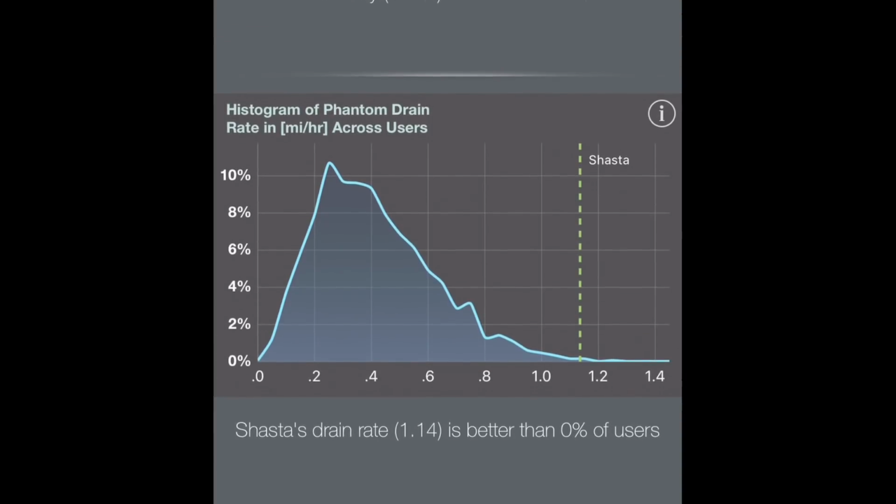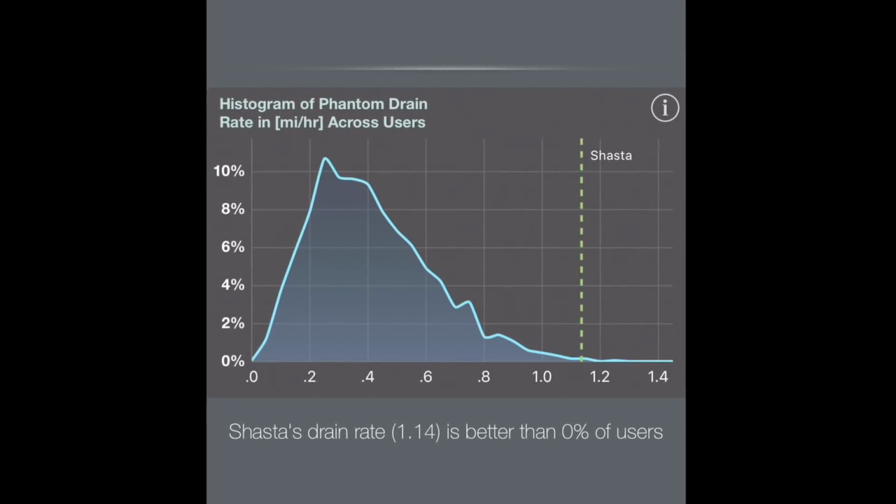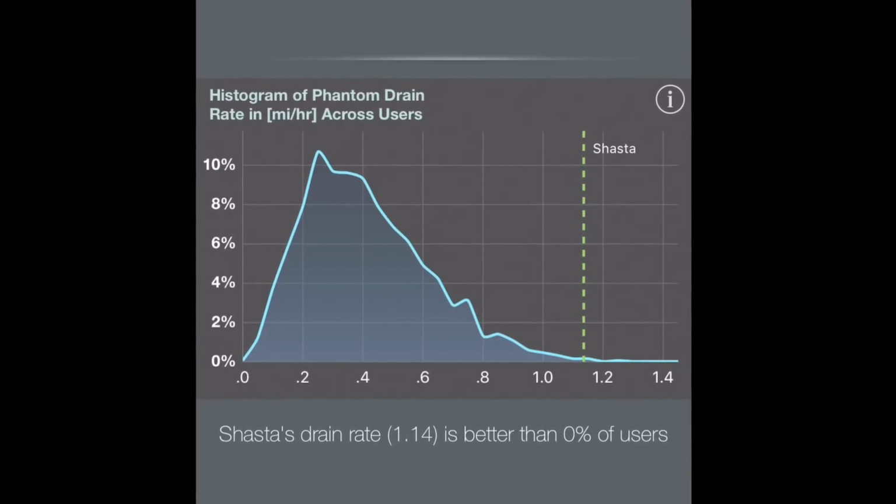Occasionally, I get people saying, my phantom drain is high, it must be your app. And one of the reasons that I put the histogram of phantom drain in the app is to show what users of my app are experiencing in terms of phantom drain. So it objectively shows the distribution of phantom drain. Is it really high? Is it really low? Is it somewhere in between? You can see for yourself objectively what the distribution is, and it's low.